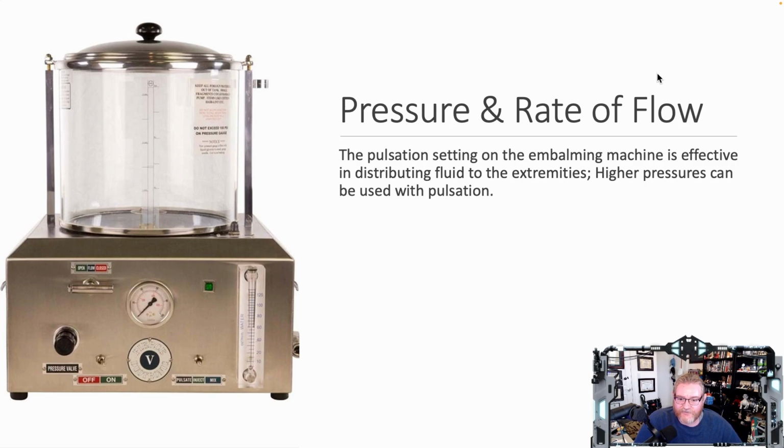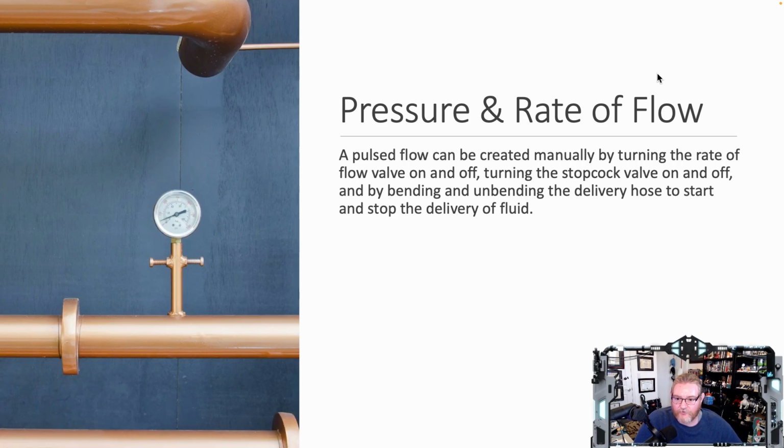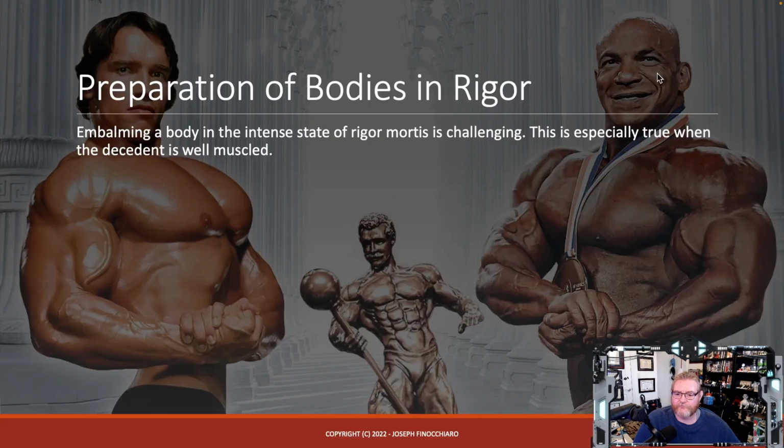The pulsation setting on the embalming machine is effective in distributing fluid to the extremities. Higher pressures can be used with pulsation. A pulse flow can be created manually by turning the rate of flow valve on and off, turning the stopcock valve on and off, and by bending and unbending the delivery hose to start and stop the delivery of the fluid.